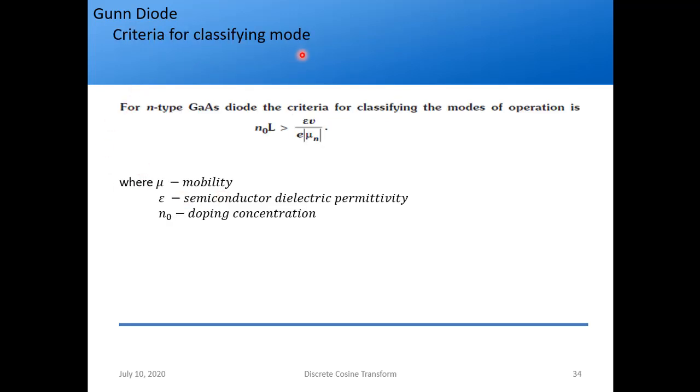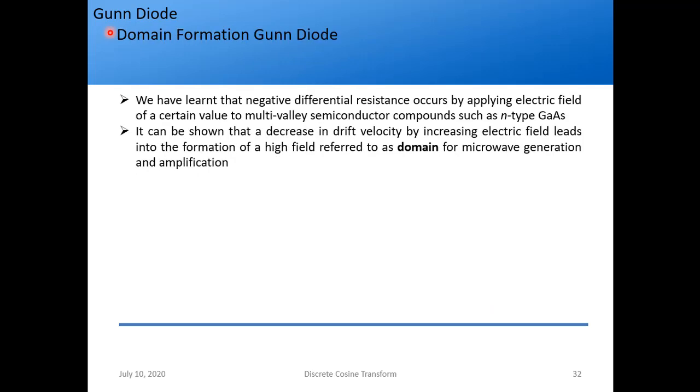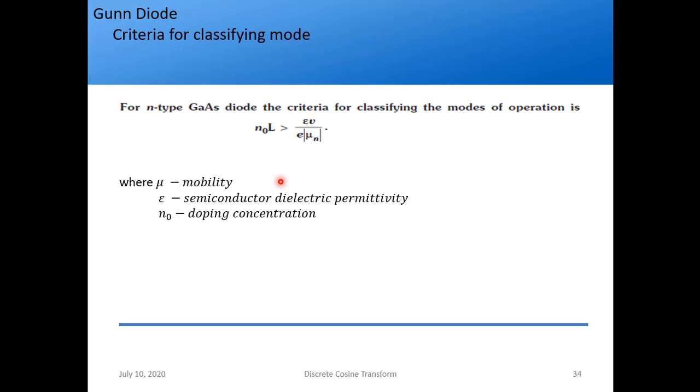Then on what basis do we classify the modes? We can classify using this formula: N0 L is greater than epsilon V upon e times the modulus of mu n. Here mu is the mobility, epsilon is the semiconductor dielectric permittivity, N0 is the doping concentration, and e is the electron charge. This is not that important, but I just included it for the sake of completeness. As I said, the Gunn oscillation mode is unstable, so we mainly rely on the stable amplification mode because we require stability.